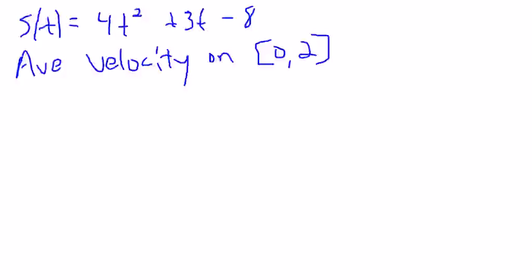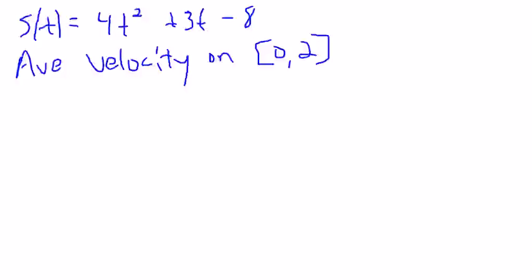Okay, this is the position problem from your study guide that was originally a calculator question, but now I made it so you can do it without a calculator because we haven't talked about derivatives. So it's got three parts. The first part asks us for the average velocity on the time interval, so that's t equal to 0 to 2.